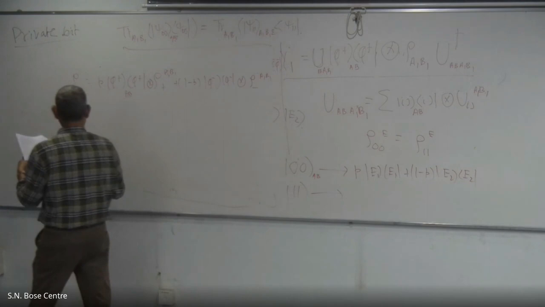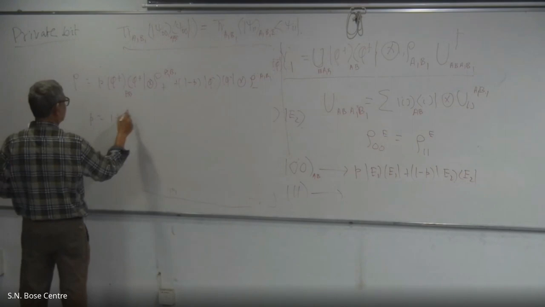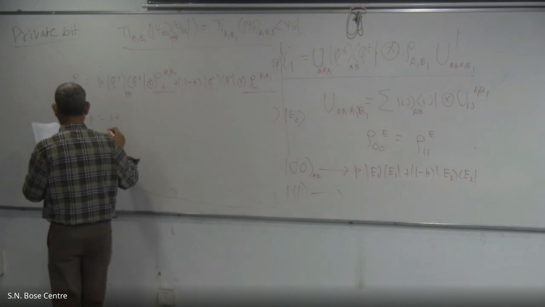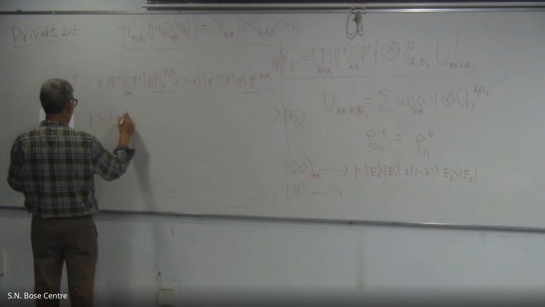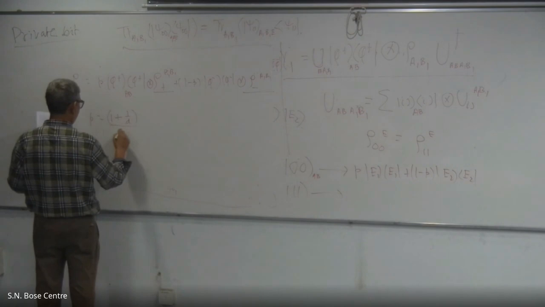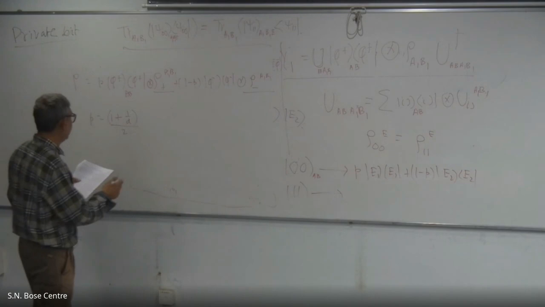Now, if you take P equal to 1 plus 1 by D, so it is indeed both are in D dimension. Yes. P you take as 1 plus 1 by D by P. Take the value of this P, the value of this thing, and make it rho S.